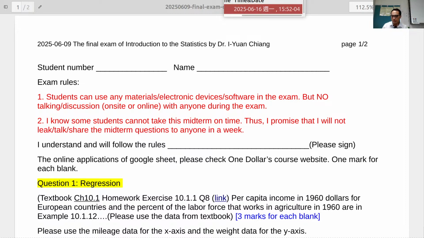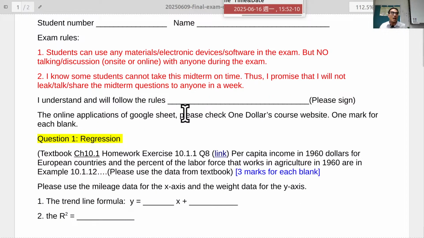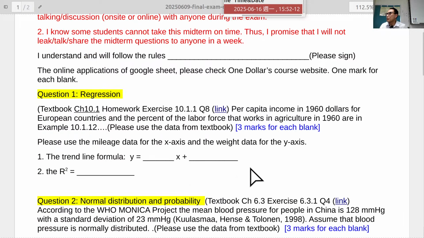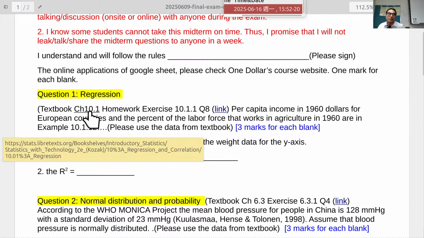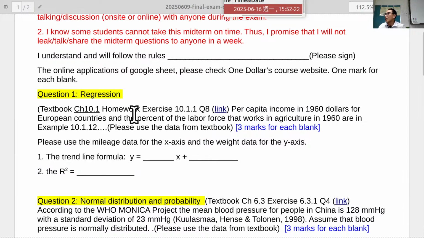Okay, everyone, let's look at the final exam last week. We have 6 questions. The first question is about regression. Please check the textbook, chapter 10.1, homework exercise 10.1.1 Q8. And here is the link.